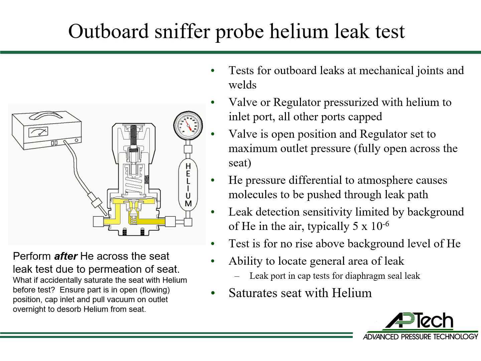The leak sensitivity is limited by the concentration of helium in the atmosphere, or about 5 × 10⁻⁶, but this concentration varies. The part passes if the sniffer probe does not detect a rise above background levels of helium. This test has the ability to locate the general location of the leak using the sniffer probe. Because this test saturates the seat with helium, it must be done after a helium across the seat leak test to avoid saturating the seat with helium.